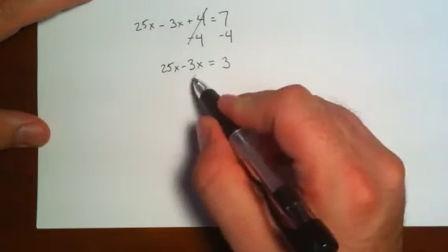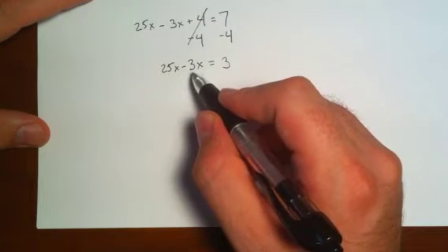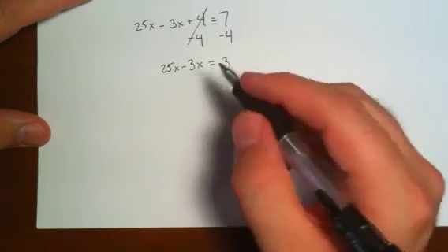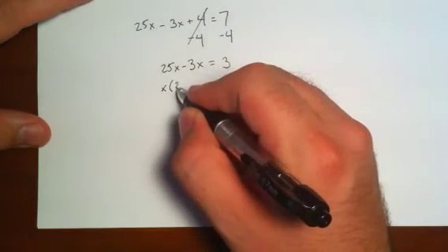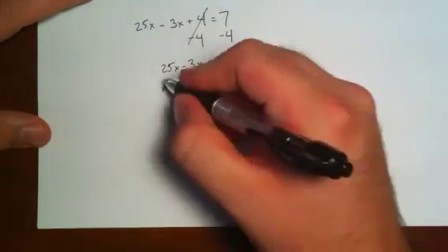Now on this side, we have x's in both terms, I mean, sorry. So what we can do is factor the x's out, or take them away. And the way you do that is this, okay?